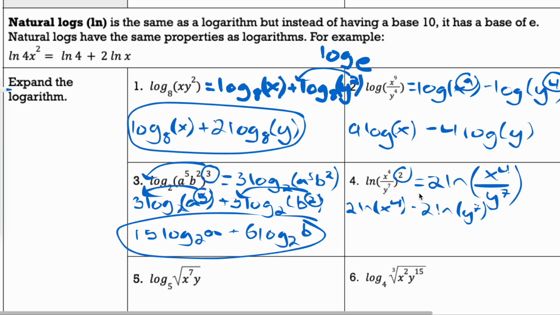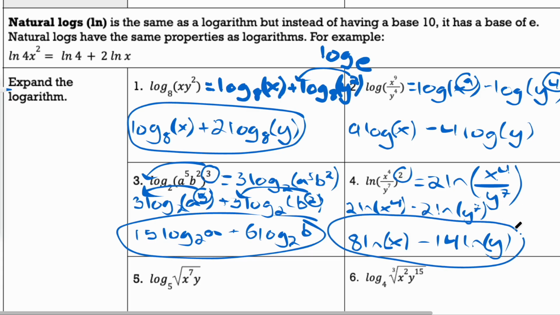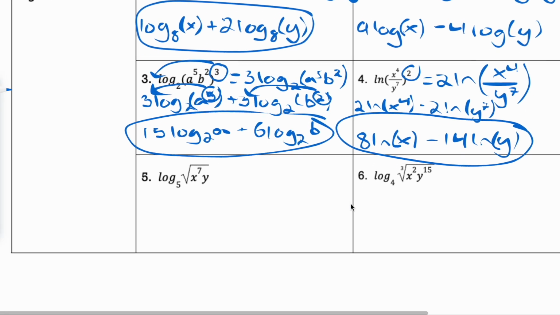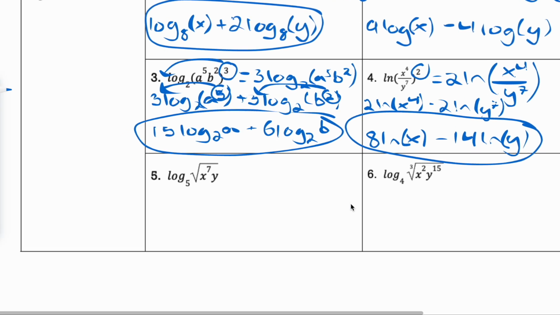Okay, now we have these exponents we have to deal with. Well, we put them out front. We multiply this 4 by this 2. We end up getting 8 ln x minus 7 times 2, 14 ln y. Okay. Hopefully you are getting a little bit more comfortable with these as we go on.